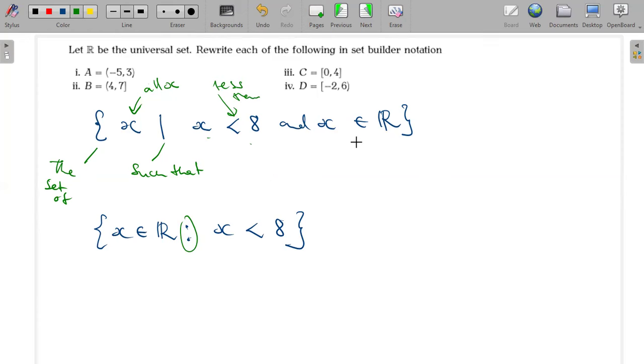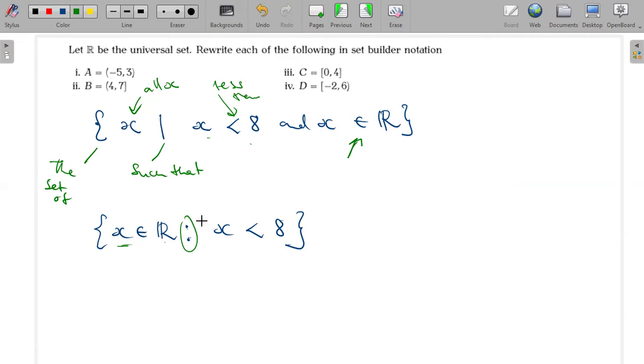So this here tells us where X belongs. It tells us the domain, where X belongs. So X is a real number, or it tells us what type of number X is. Or you can have it this way, where you start by saying X is a real number such that X is less than 8. It would be the same way.